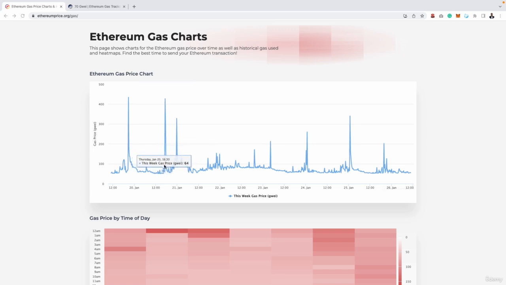on the high. Now, 9 times out of 10, when you see a big spike in gas like this, it is most likely due to a massive NFT project releasing and everyone is trying to mint that NFT, and what you result in is lots of congestion on the network and higher gas prices.